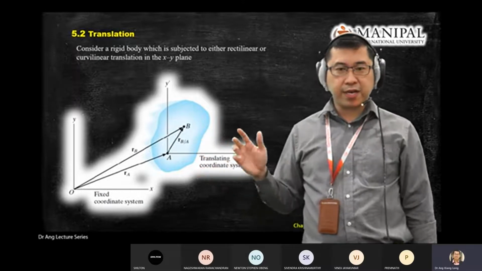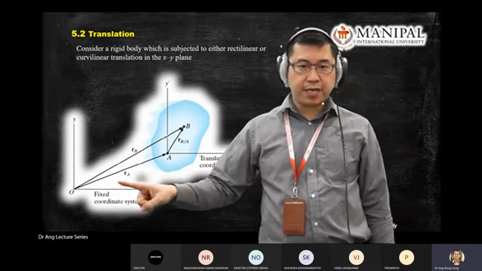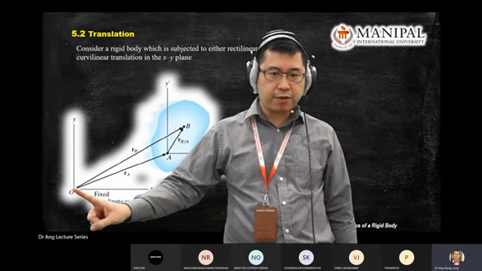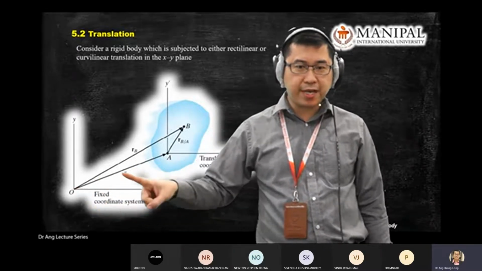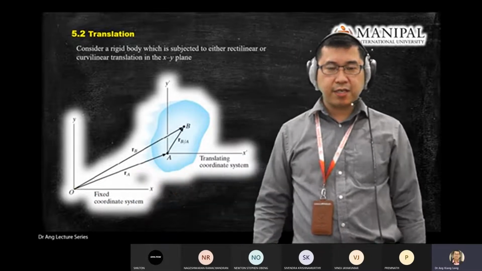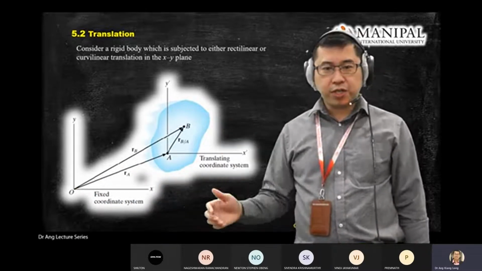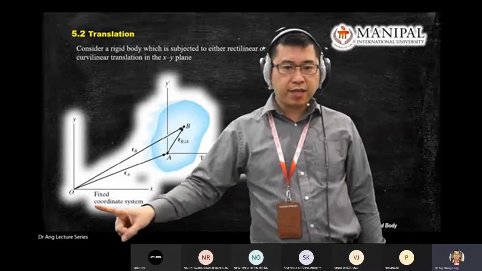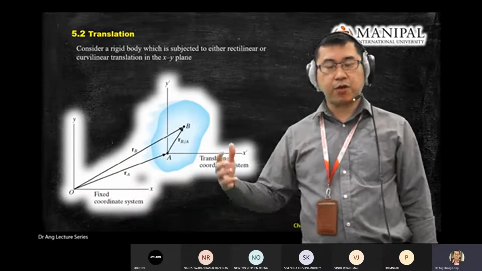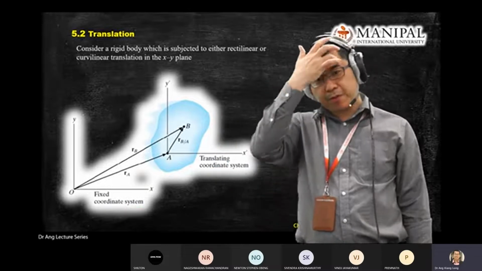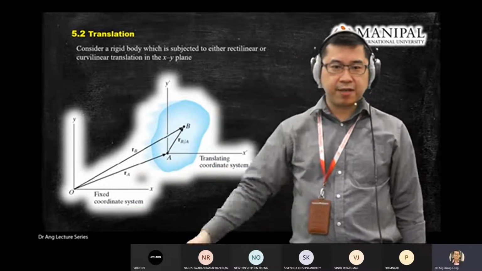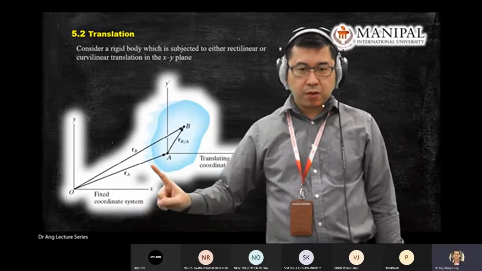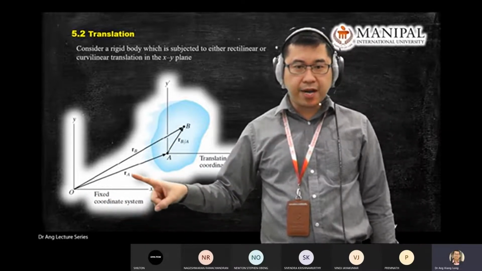A vector has magnitude and direction. This is the magnitude, and the arrow represents direction. So the position from O to A, you label as RA. RA means the position of A referring to O. What is O? It's a fixed coordinate system, or your anchoring point, or we call it your primary reference system.